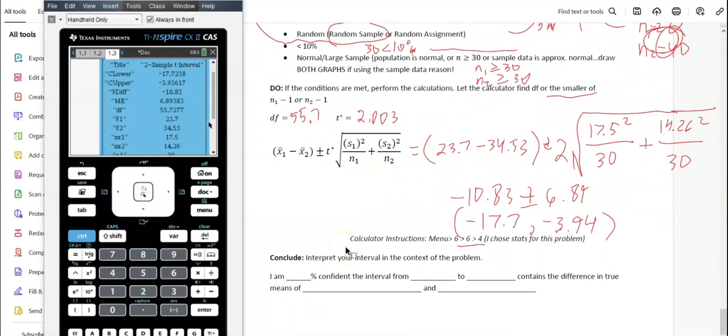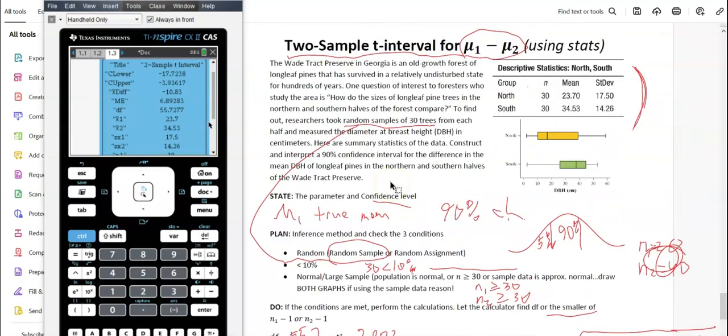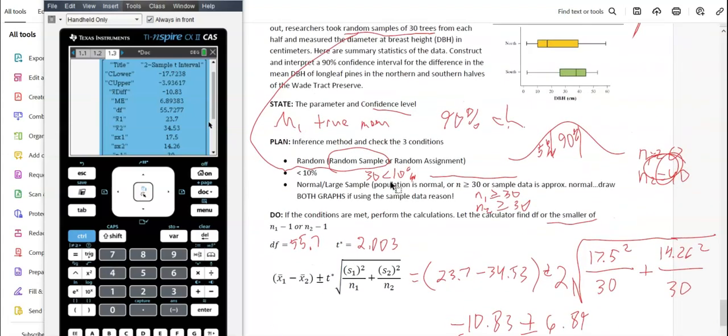Okay, interpret the interval. We are 90% confident the interval from negative 17.7 to negative 3.94 contains the true difference in means of the DBH in the northern forest versus the DBH in the southern forest of this preserve.